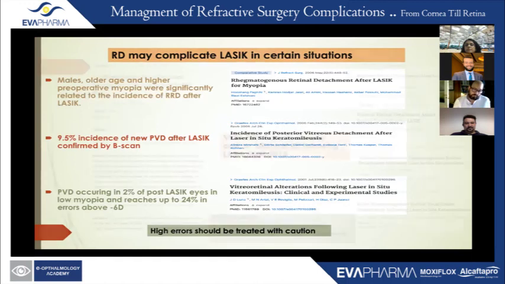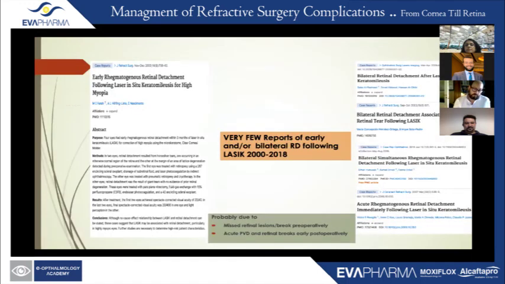We also have very few reports of early and/or bilateral retinal detachment following LASIK. These very few reports have been published between 2000 and 2018. But in all of these cases, retinal detachment could have developed either due to a missed preoperative retinal break or maybe due to an acute PVD in the early postoperative period.